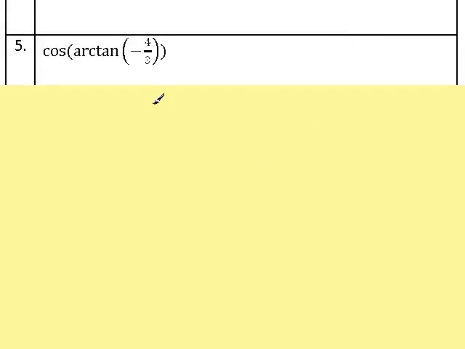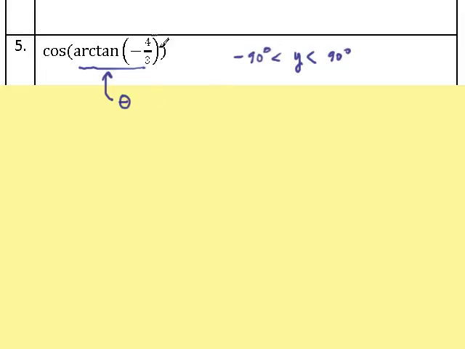In number 5, we want the cosine of the arctangent of minus 4 over 3. All right, again, let's say that this is angle theta. This time, theta is not in the first quadrant. Remember, the range of arctangent is between 90 degrees and minus 90 degrees.